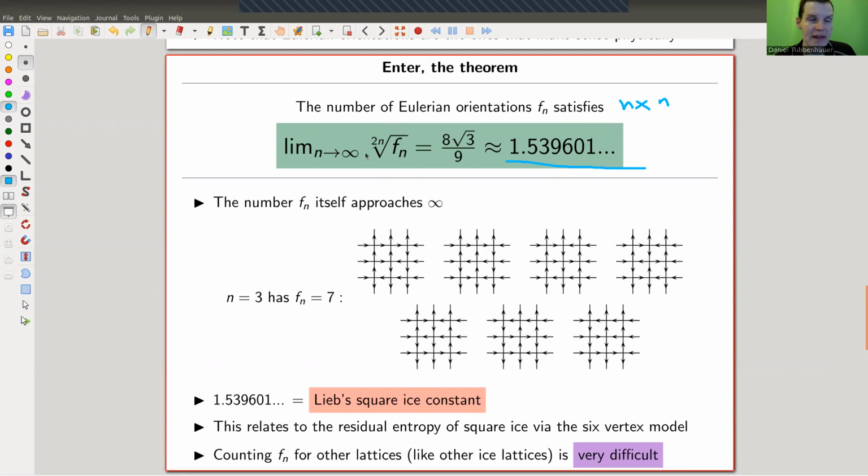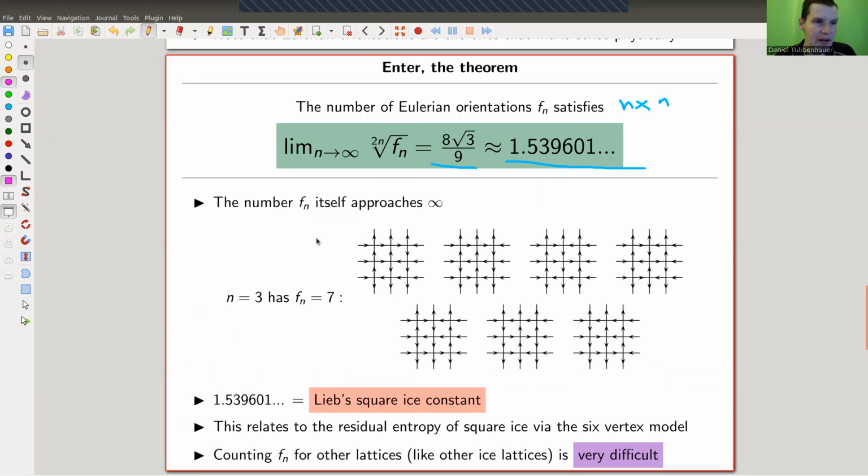But if you take the 2nth root, that makes some physical sense, you actually get a limit. And the limit is this number here, whatever, it's 1.54, let's say. And this is called the square ice constant, and it's related to the entropy of the system. So let me give you an example here explicitly.